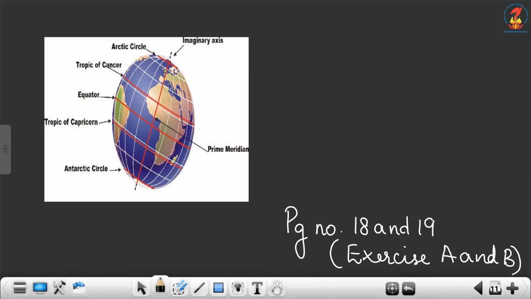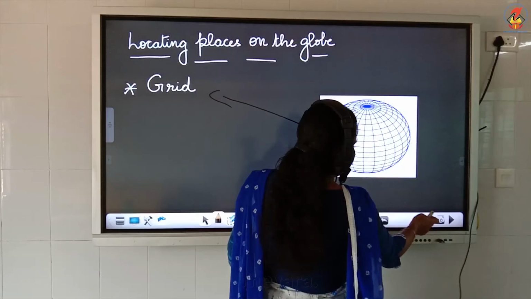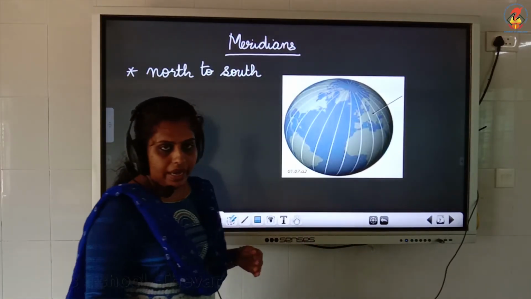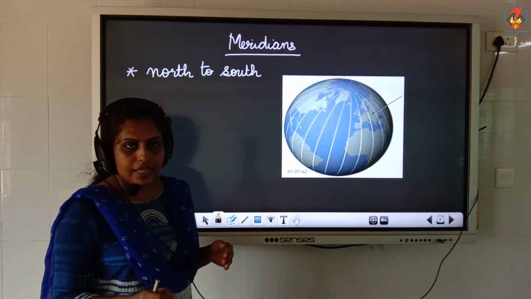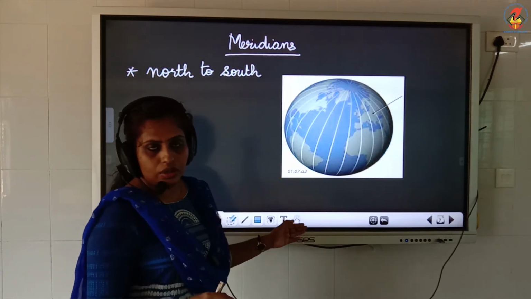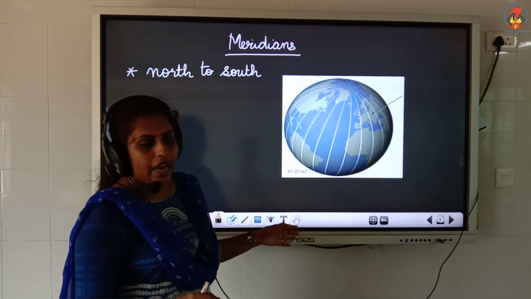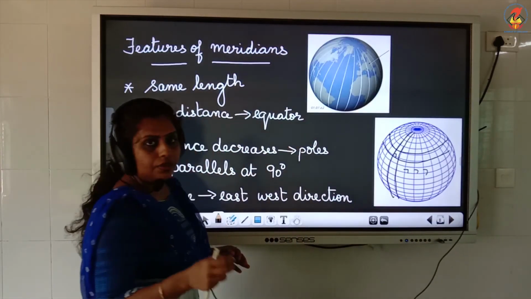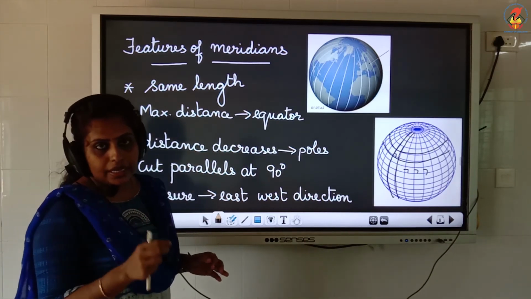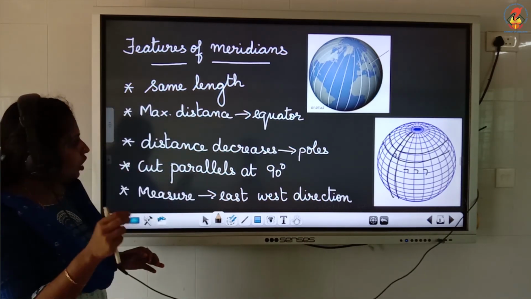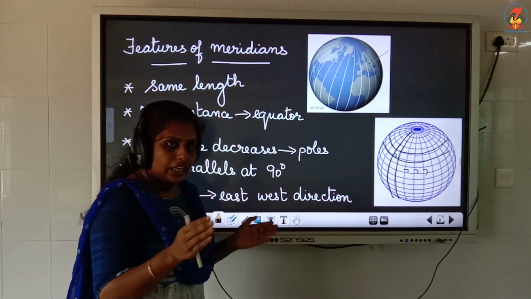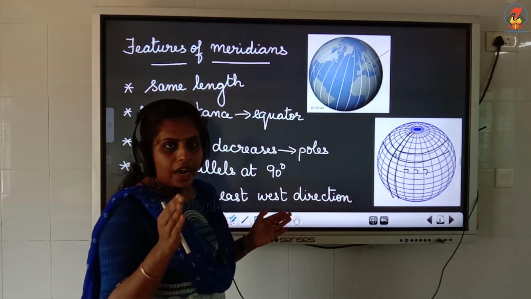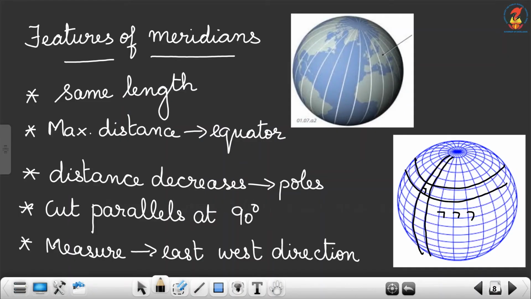Let's revise whatever we have learnt. We learnt about meridians. Meridians are the imaginary lines that run from north to south, from point to point. We learnt the important features. All the meridians are of the same length. At the equator, any two meridians are at maximum distance. When they go to the poles, the distance between the meridians decreases.